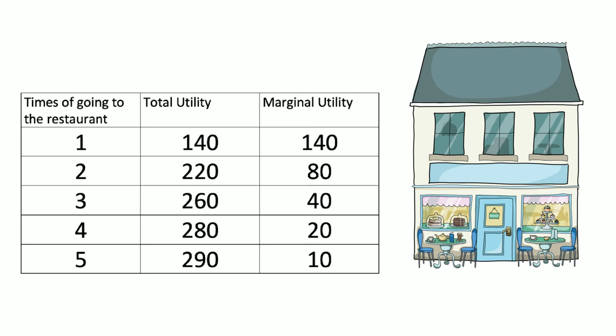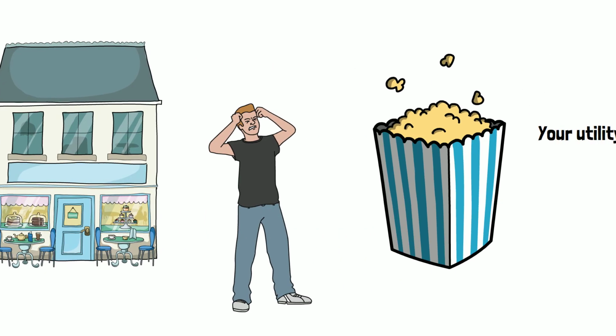What is more interesting is the marginal utility. This is the change in utility. For example, the change in utility between not going and going is 140. But the change in utility between going once and going twice is 80 utils, and so on.